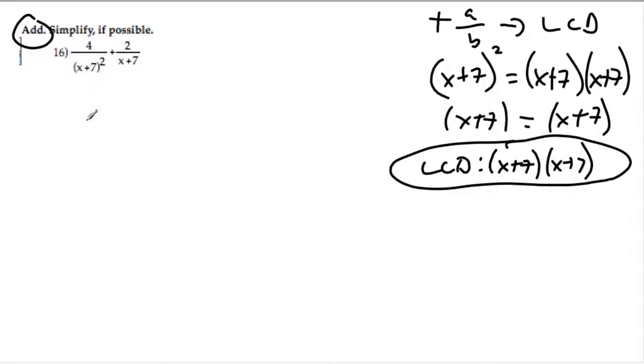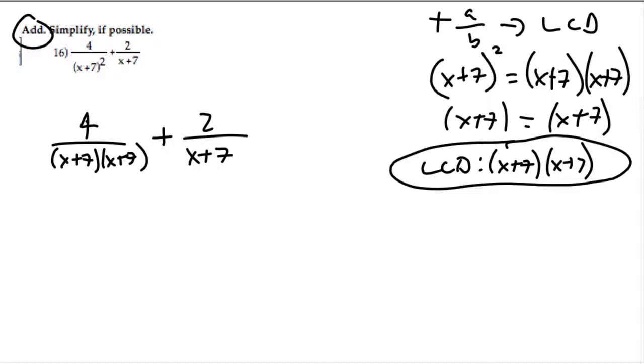So I look at the first fraction, and it's already like that. It's already 4 over x plus 7, x plus 7. So that one's good, plus. But the second one, it only has one x plus 7 on the bottom. And so I need to multiply both top and bottom by something so that I can get the same denominator.